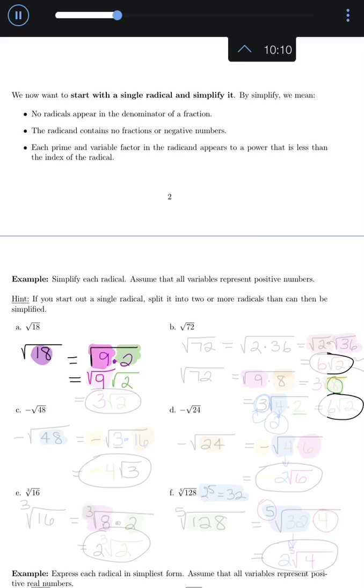Well, why does this help? Because I can actually take the square root of the 9. The square root of 9 is just 3. However, I am stuck with that 2. I can't take the square root of 2, so it's going to stay inside of a square root of 2 as kind of leftovers that I'm stuck with. So my final answer is 3 square roots of 2.